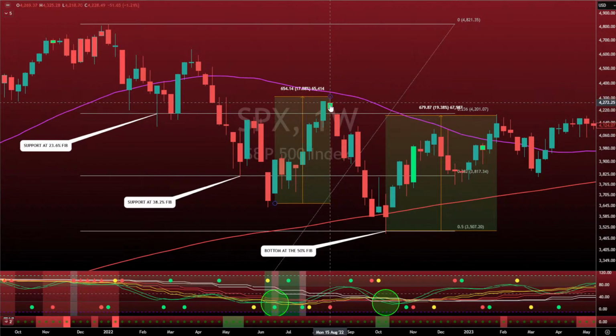Now, when that happened, we were waiting for a couple things. We were waiting for support at the 50. We were waiting for maybe another wave master buy area, and we got basically both of those at the same time. The green wave got into oversold, and the S&P 500 tested 3,500 right there in October of 2022.